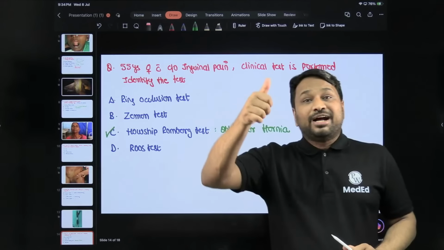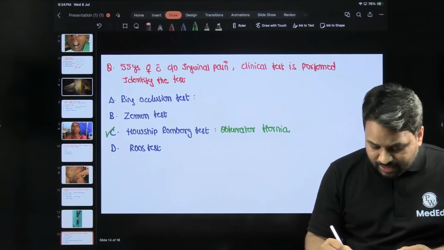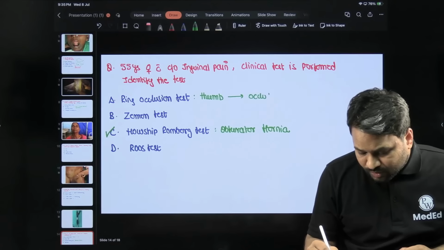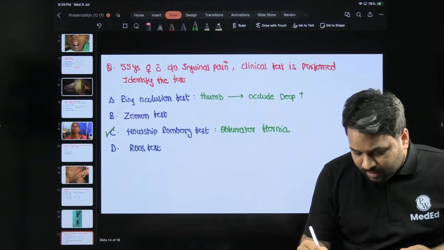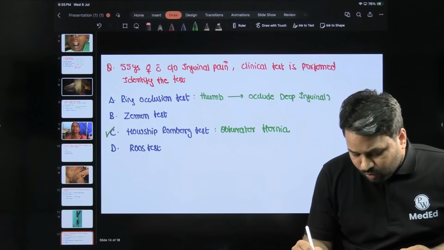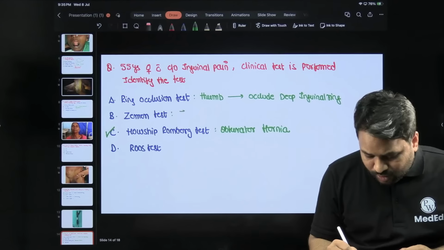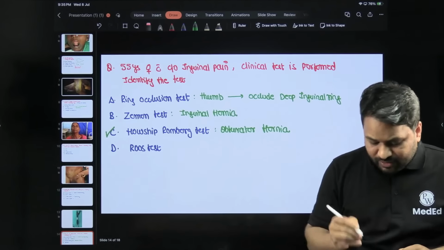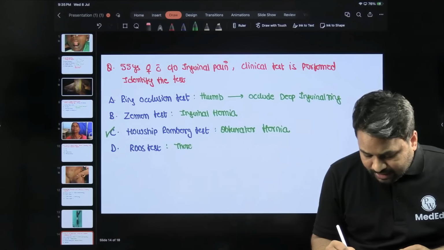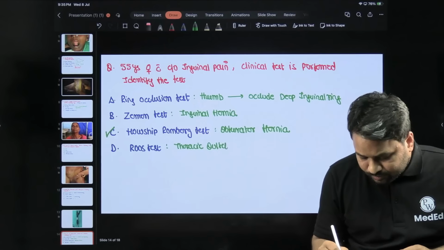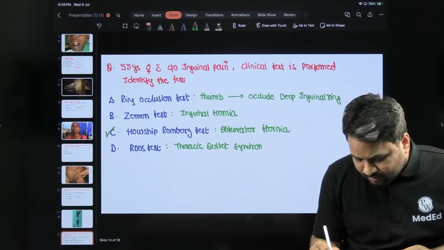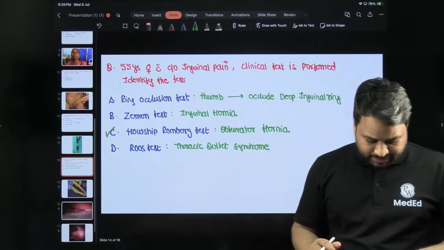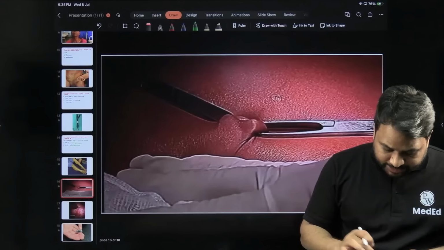See, in a ring occlusion test, I would have compressed the deep inguinal ring. I am going to use the thumb and occlude the deep inguinal ring. Zeeman test is for inguinal hernia, also called a three-finger test. Roos test is for thoracic outlet syndrome, right? So the answer here is Hausche-Bromberg sign, right? Let's go to the next question.